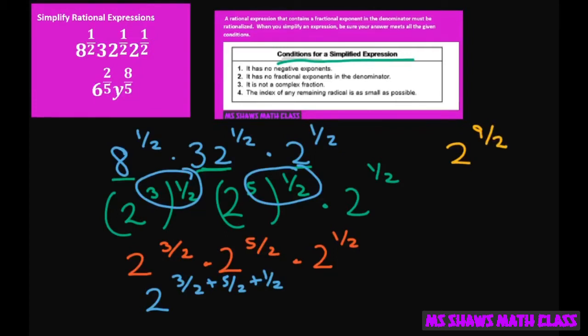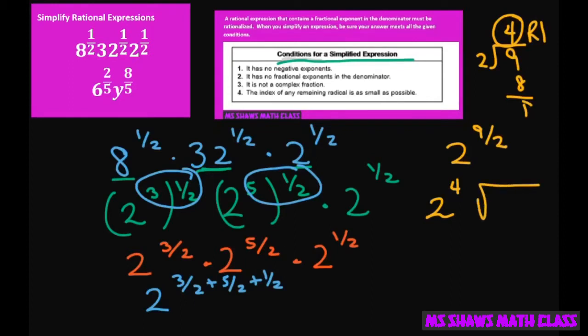Now, when it gets that big, what I usually do is say 2 goes into 9 4 times, and you have 1 left over. So that means we're going to be pulling out the 2 to the power of 4, and our remainder is 1. What root is this? This is a square root. You leave 1 inside. So this would be 16 square root of 2.